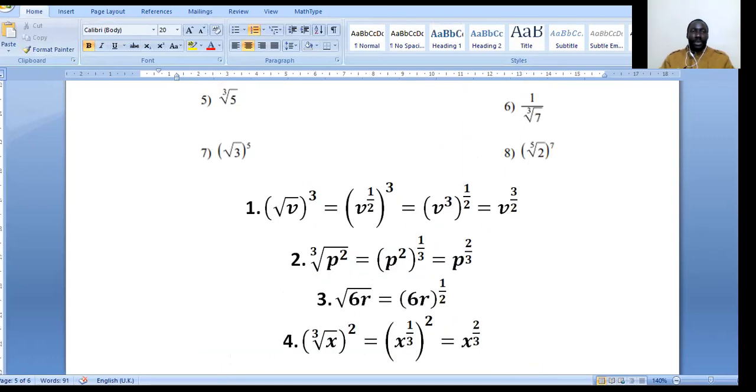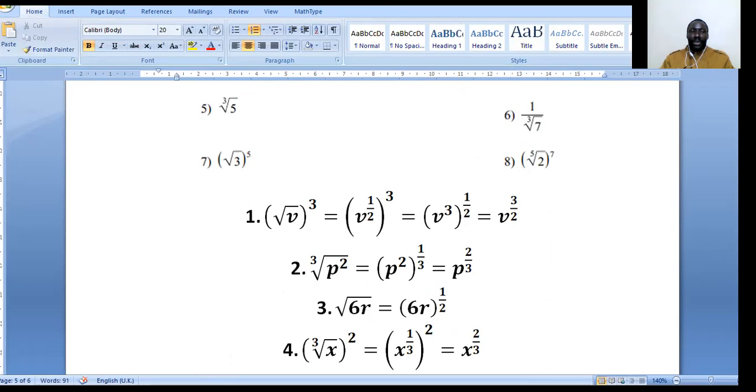Now you will go ahead and try the remaining questions. Question 5, which is the cube root of 5. Question 6, which is 1 divided by the cube root of 7. Question 7, which is the 5th root of the square root of 3. Then question 8, which is the 7th root of the 5th root of 2. So please go ahead and work on that.